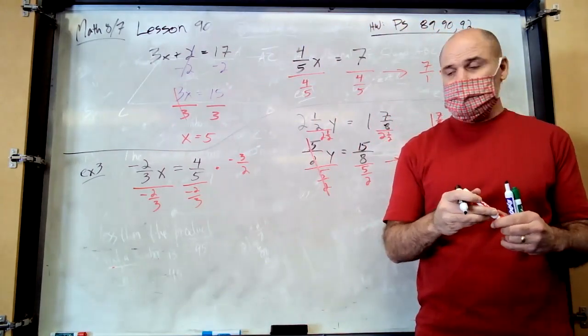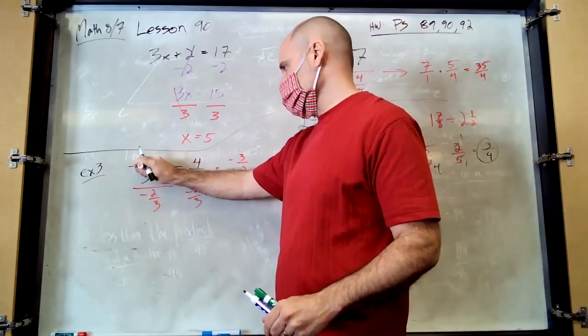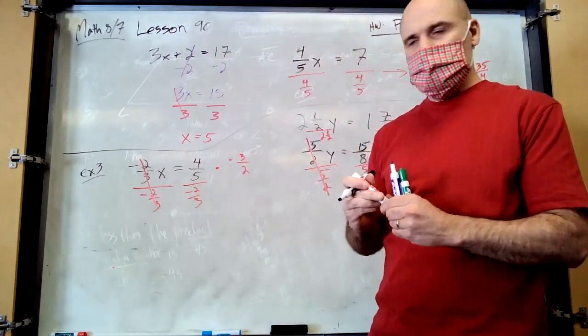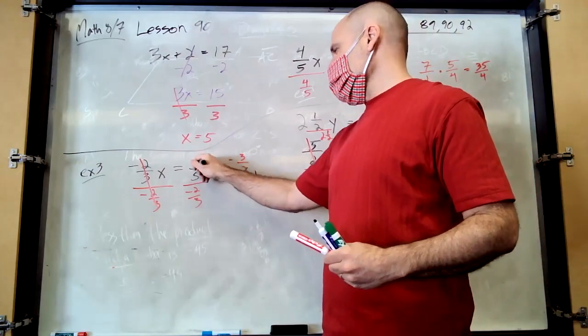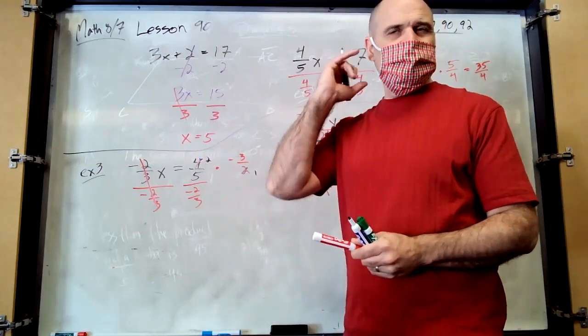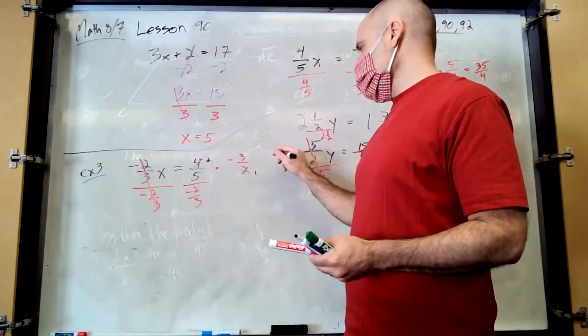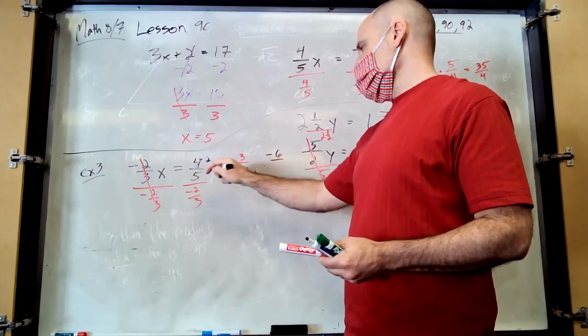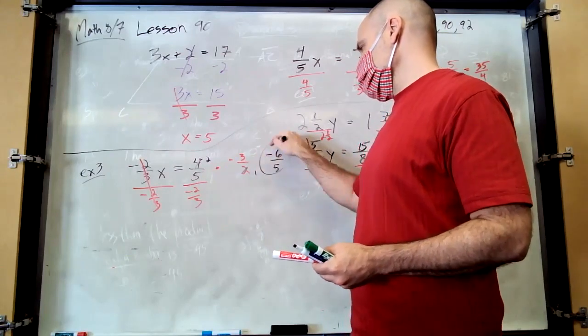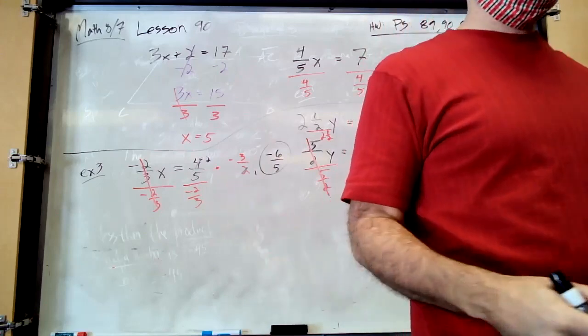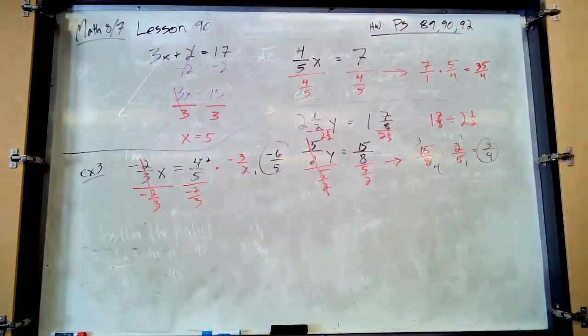Does anything cancel? Yeah, the 4 and the 2. You don't have to cancel, but it's so much easier if you do. So 2 times negative 3 is negative 6. 5 times 1 is 5. There's your answer. If you didn't cancel, you would have gotten negative 12/10, which reduces to negative 6/5. So positive divided by a negative, remember that's a negative.